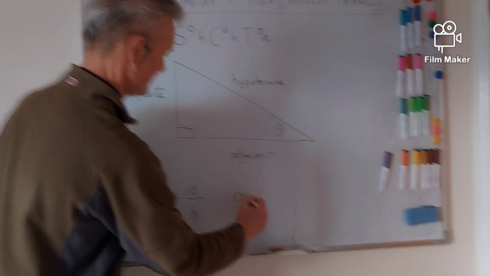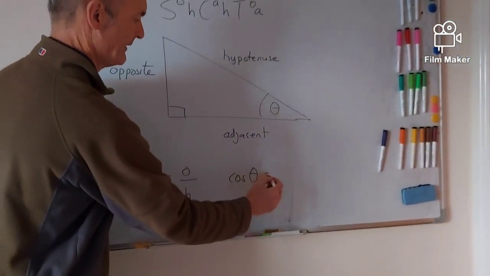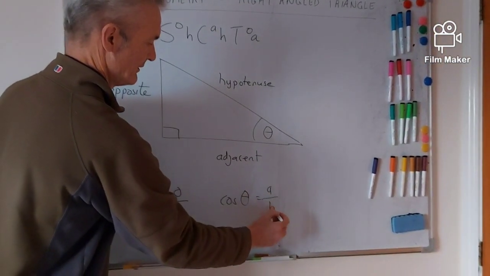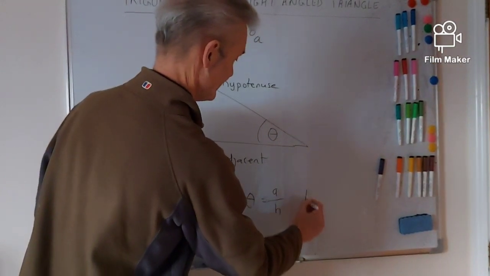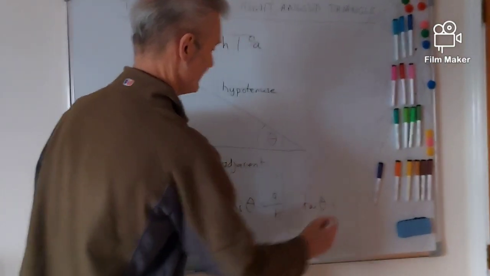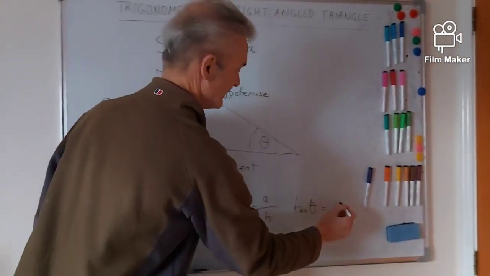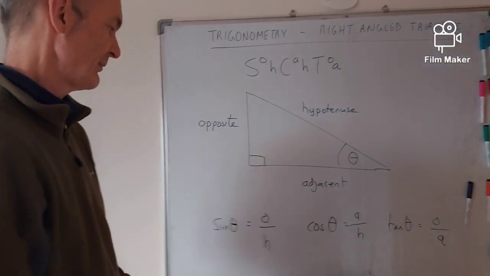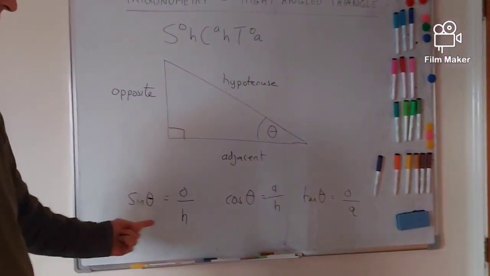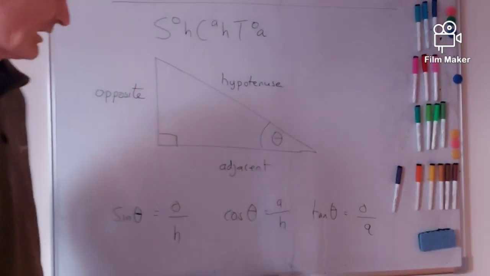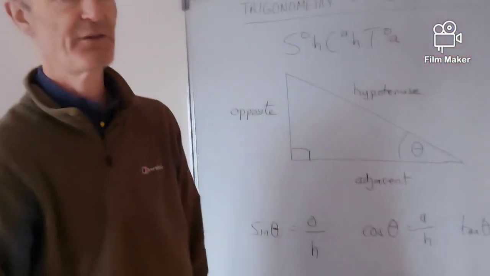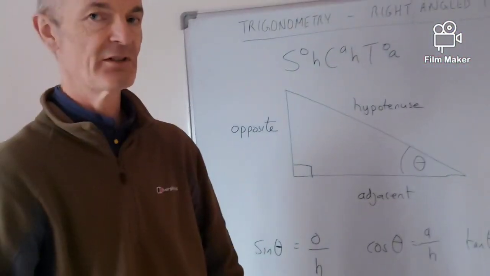Cosine theta equals the adjacent over hypotenuse, and tan theta equals the opposite over the adjacent. So we can label our triangle and we can work out sine, cosine, tangent, and we can work out the lengths of the sides as well, so long as we're given enough information. So let's have a look at a question that we would answer using this idea.